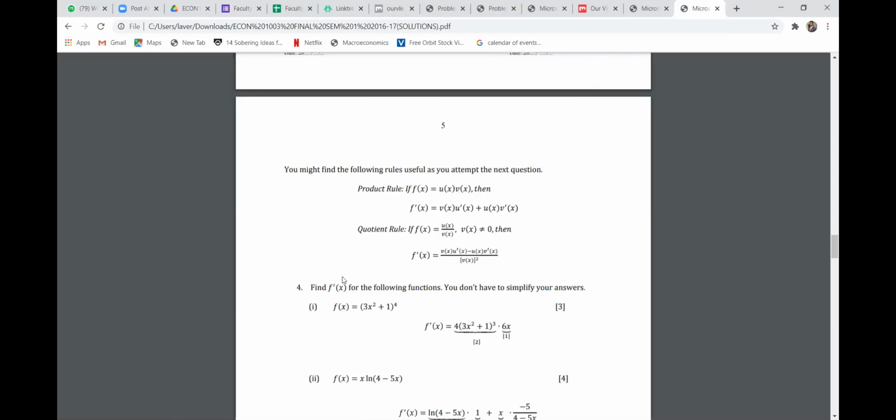So the first question, we have f prime x for the following functions, right? You need to find that. And we don't need to simplify our answers, right? So in the first one, f of x is equal to 3x squared plus 1, all raised to the power of 4, right?